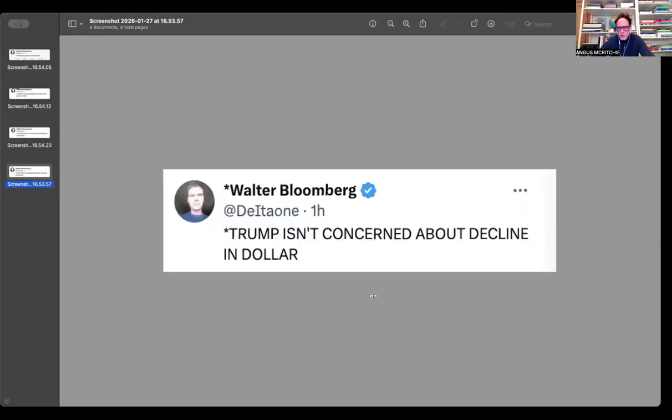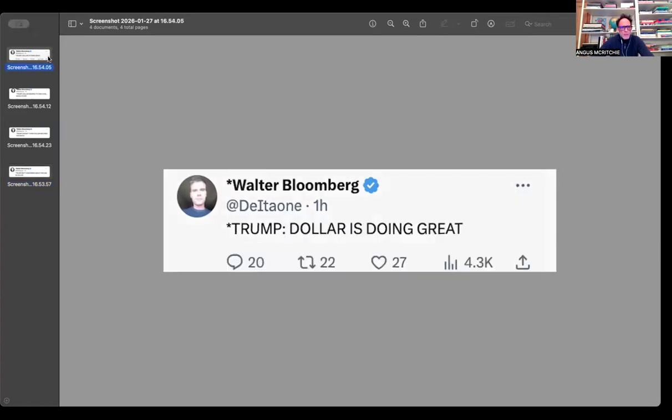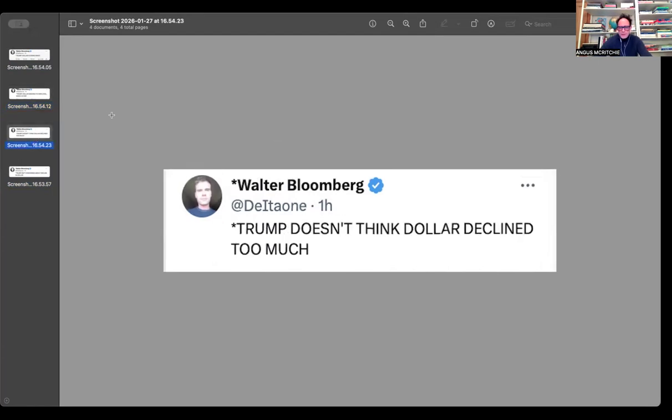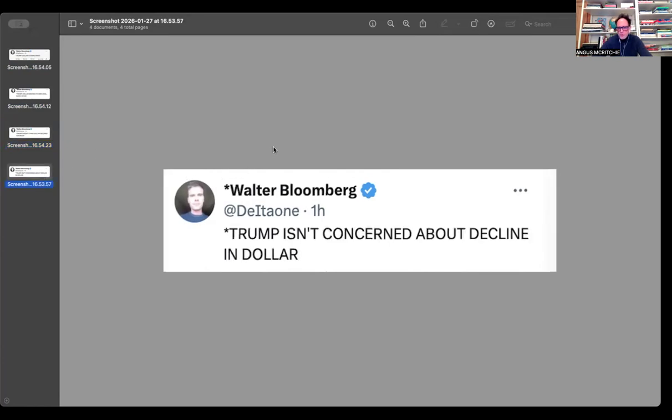We had a bunch of tweets, essentially from Donald Trump, concerning the US dollar. So we had Trump: dollar is doing great. Okay, that seems to be positive. But then he went on to say the dollar is seeking its own level, which is fair. Also, a series of quotes here: Trump doesn't think the dollar declined too much, and basically Trump isn't concerned about the decline in the dollar. So what is that telling us?